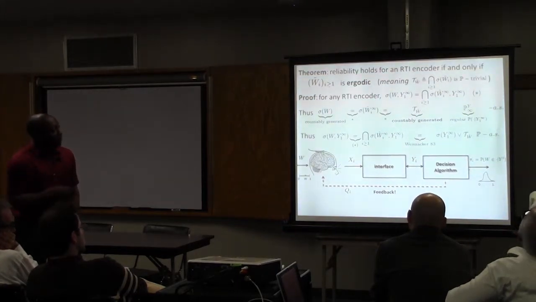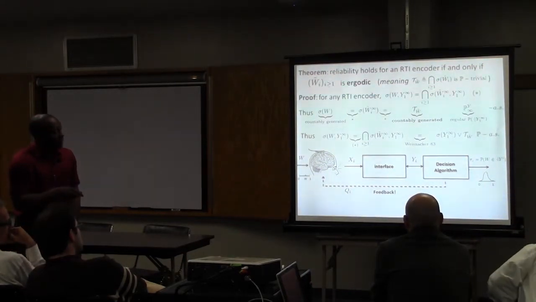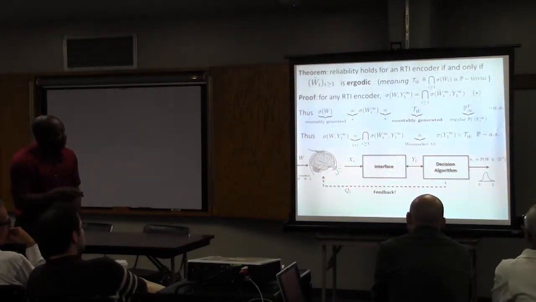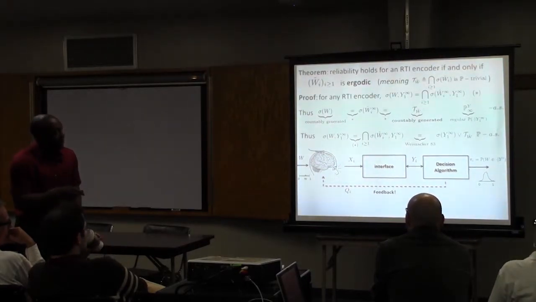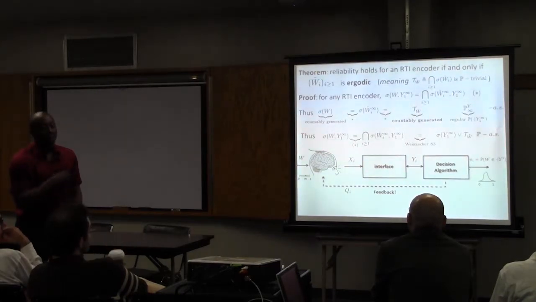Now, if we stand back for a second, let's re-explore the information generated by the message and all the Y's. That's equivalent to this tail sigma algebra, right? That's just equation star. But because of this intermediate statement, we can invoke this paper by Weizsäcker in 1983 that says you can re-express this tail sigma algebra as the join of these two sigma algebras, which is the information collected by Y and the tail.